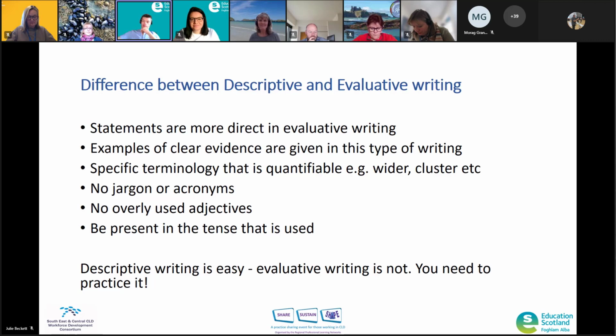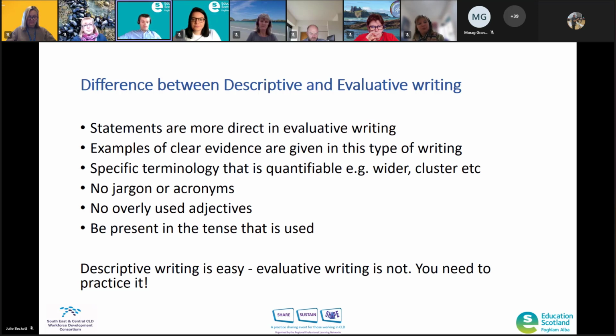So with those statements in mind, it's important to highlight some of the key parts that make them evaluative. When you think about evaluative statements, they're more direct in evaluative writing, so there's more of a punch to them. It cuts to the chase. It doesn't really float around. You can read that statement and you know exactly why it's good. There's examples of clear evidence that are given in this type of writing. So the types of words that are used highlight how well something is done. It's clear why it's good or bad. And I think, like Una was saying there, regardless of the kind of people that read it and the sort of people that you want to read it, they can understand completely if it's good or bad.